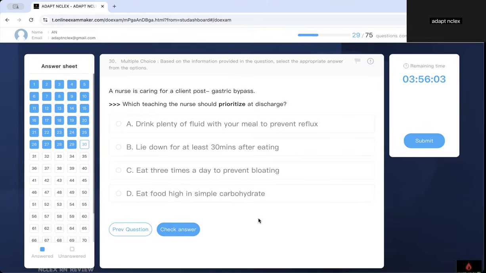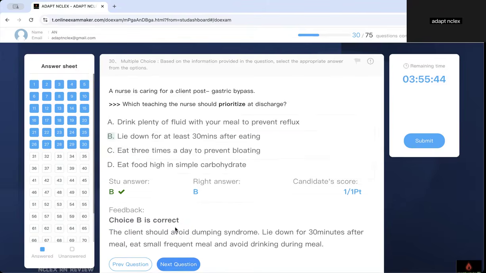No, too much fluid will cause dumping syndrome. Lie down at least 30 minutes after eating. Oh, it may help with my dumping. Eat 3 times a day to prevent bloating. That means large meals, dumping syndrome. Eat food high in simple sugar. That means a lot of sugar, dumping syndrome. I'm picking number 2.